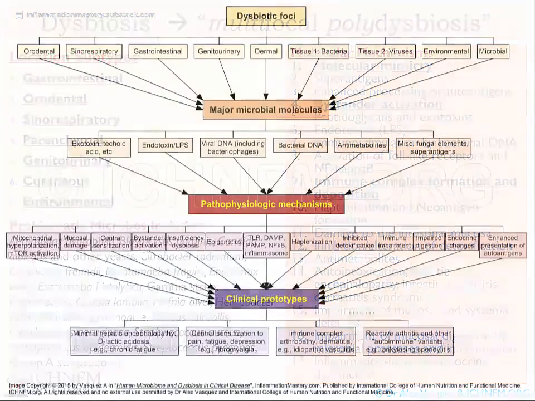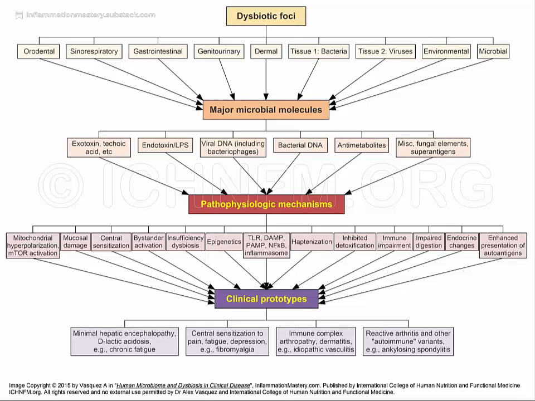When we look at how everything flows together, I think that this is an appropriate diagram for representing that. We have to consider all of the dysbiotic locations, the major microbial molecules, and the pathophysiologic mechanisms which we can adjust through diet, lifestyle, and pharmacologic manipulation. Then there are the clinical prototypes that we see: dysbiotic encephalopathy, central sensitization, immune complex diseases, reactive arthritis, which is clearly a prototype, and I also showed you recently that psoriasis should also be considered a prototype of dysbiosis-induced disease.